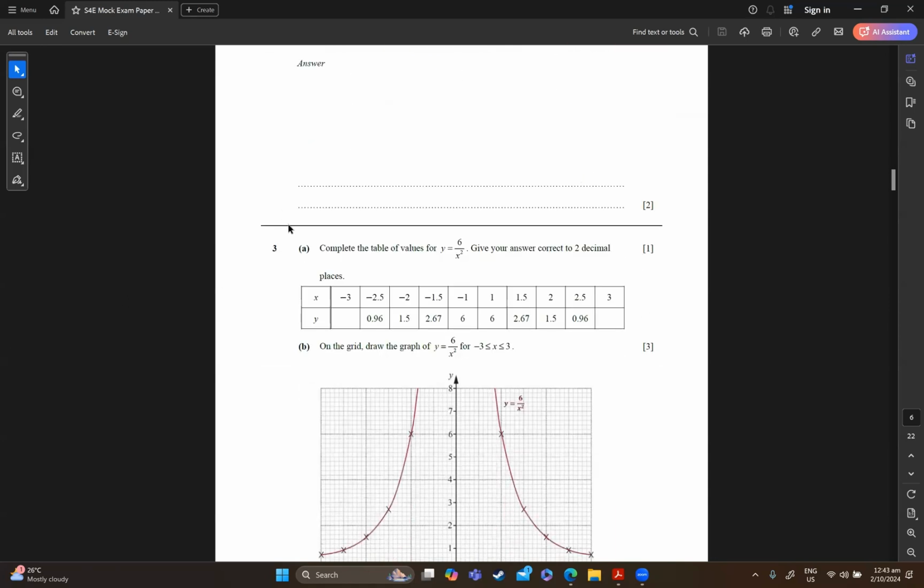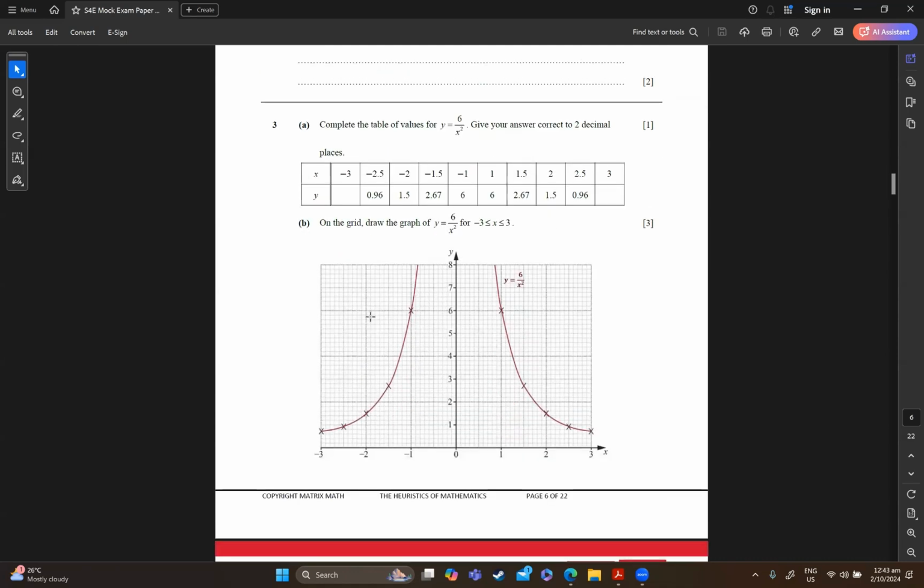Okay, 3a. So you're asked to plot y equals 6 over x squared. So this is how your graph should look like. Make sure you write the values for this. This should be 0.67. Round it off. This is also 0.67. So both values are the same, 0.67. All right?